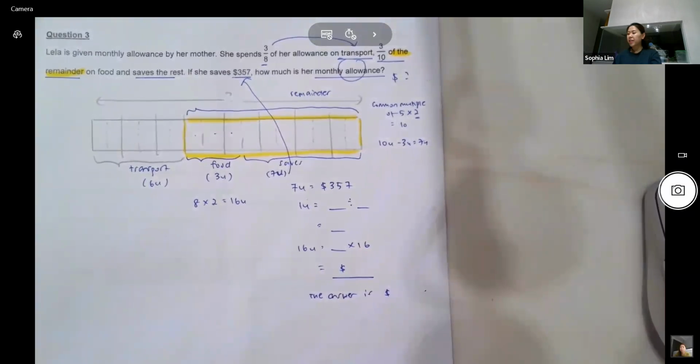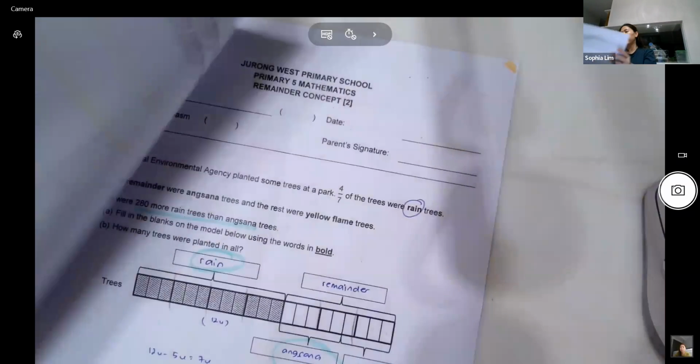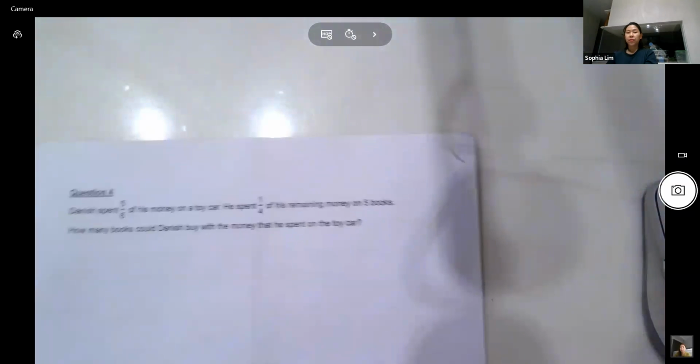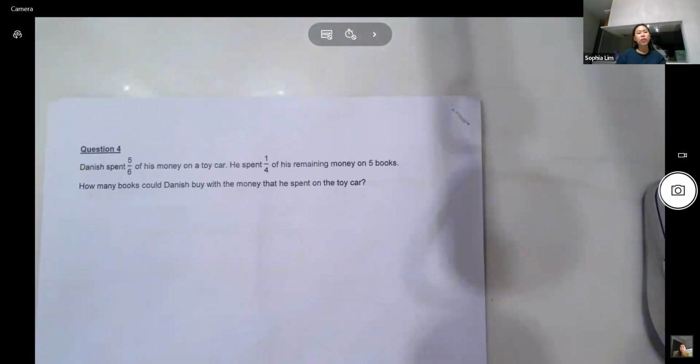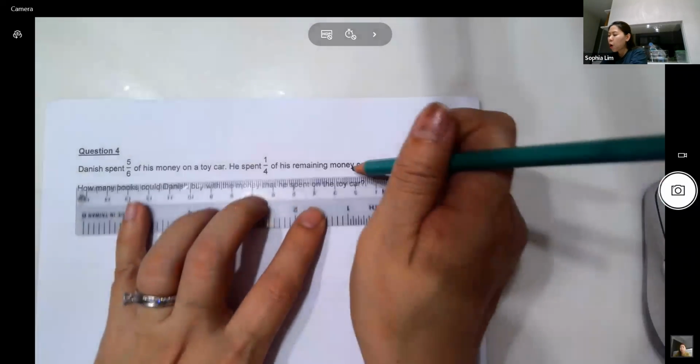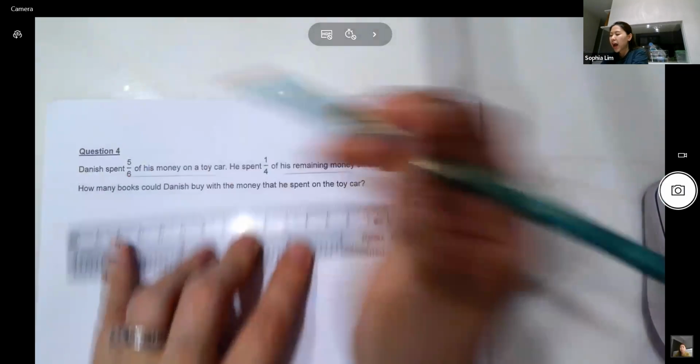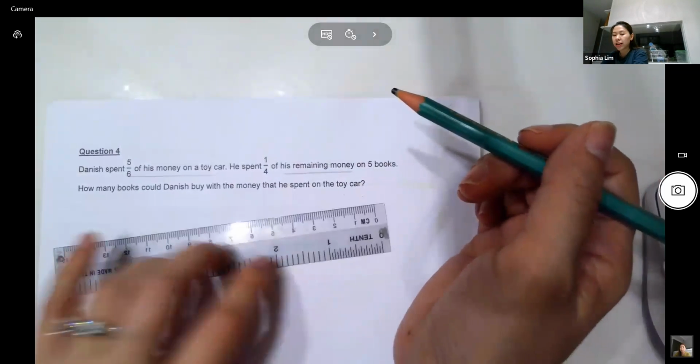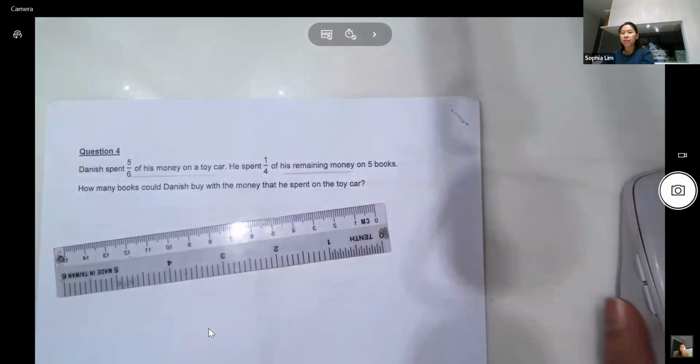All right, Ken. And last but not the least, question 4. Danish spent 5/6 of his money on a toy car. He spent 1/4 of the remaining money on 5 books. How many books could Danish buy with the money that he spent on the toy car?